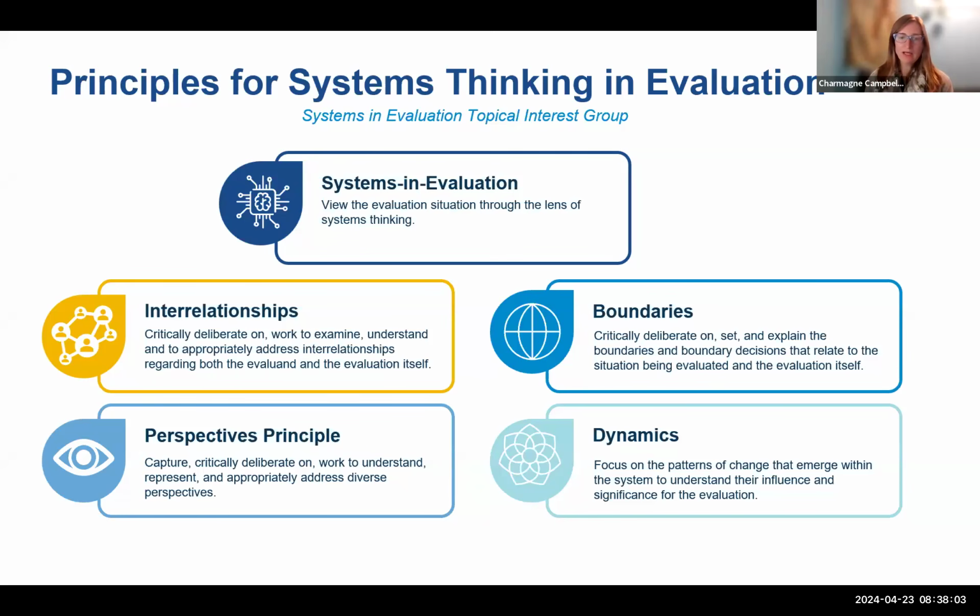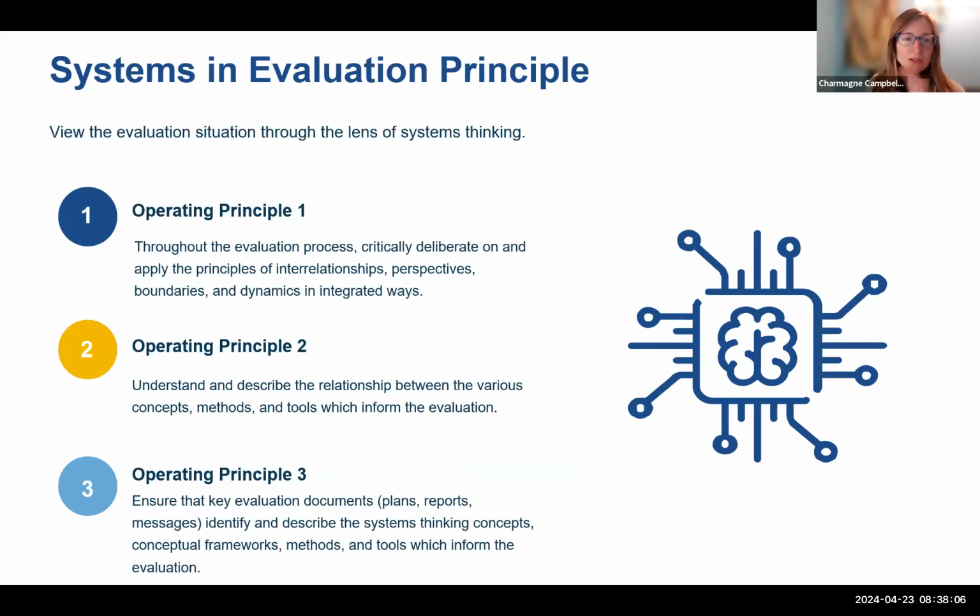Great. So just to briefly walk you through this, the overarching principle is to view evaluation through the lens of systems thinking. There are three operating principles for how to do this. So first is to critically deliberate on and apply the four principles: interrelationships, perspectives, boundaries, and dynamics, in integrated ways. And then second is to understand and describe the various relationships and concepts and methods. So really just to be clear what you are applying. As Michael said, there are lots of different frameworks. Really understand how these things fit together. And then third is to ensure that any of your key evaluation documents identify and describe what systems concepts and frameworks you're using. Because there are so many, you want it to be clear what you're applying and how you're thinking about both the intervention and the evaluation.